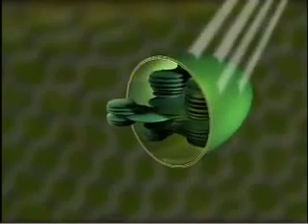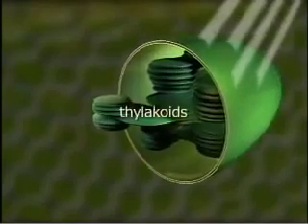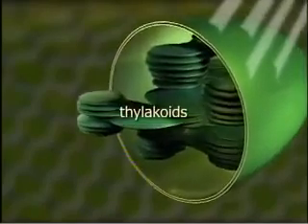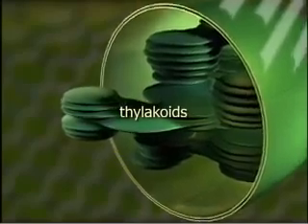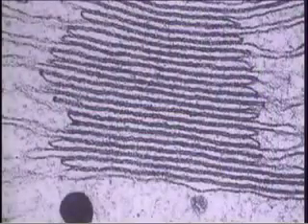Chloroplasts contain stacks of hollow discs called thylakoids. And the thylakoid discs are covered by a carpet of chlorophyll molecules. In these green carpets, light energy is converted into chemical energy, a process that drives the living world.